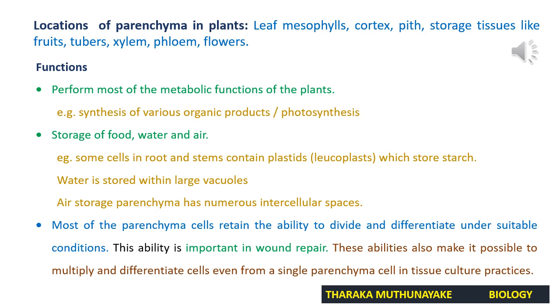This dividing ability is important in wound repairing of the plant. These abilities also make it possible to multiply and differentiate cells even from a single parenchyma cell in tissue culture practices. I think you have heard about tissue culture. Under in vitro conditions, even using a single plant cell, an entire whole plant can be produced in tissue culture by providing artificial culture media, by providing suitable conditions.